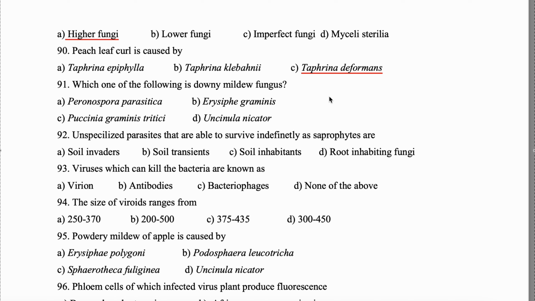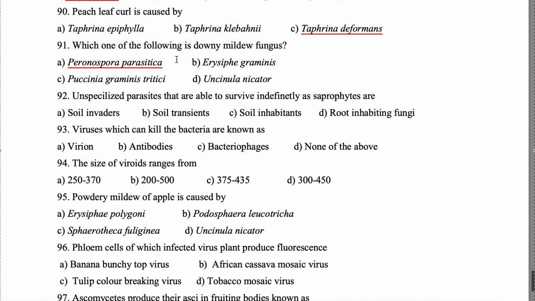That is their specification. Question 91. Which one of the following is downy mildew fungus? We just need to look into the genus. Erysiphe is for powdery mildew. Uncinula, again for powdery mildew. Puccinia is the rust fungus. So this Peronospora parasitica is the downy mildew fungus.